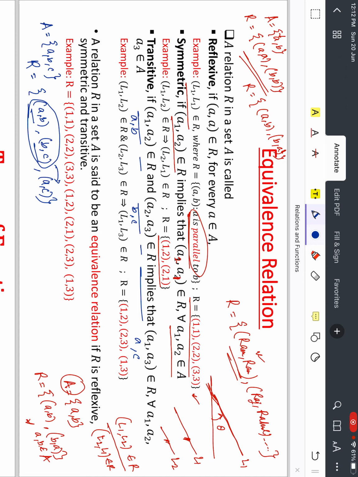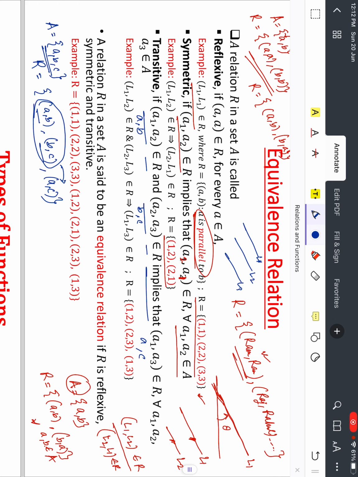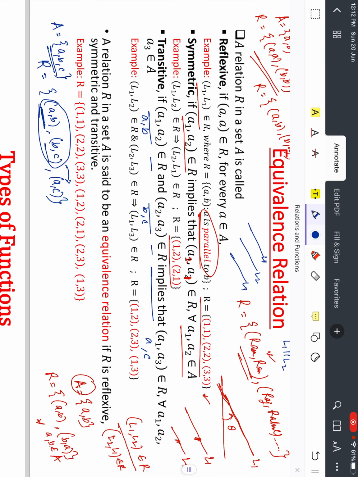Okay, so here suppose I have three lines. I told you three elements are there, A, B, C. Suppose I have three lines in here, line 1, line 2, line 3. Now the first condition was what? A comma B must be an element of R. Suppose I say line 1 is parallel to line 2.